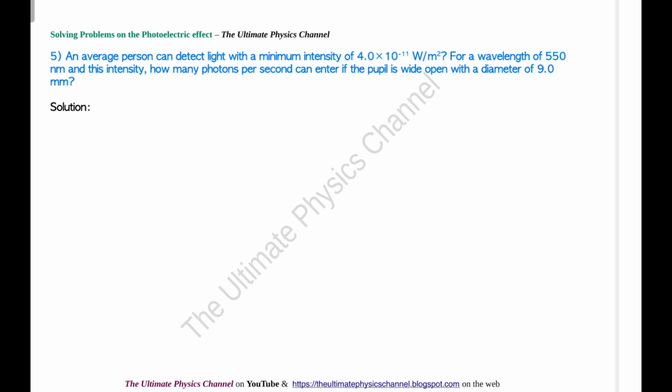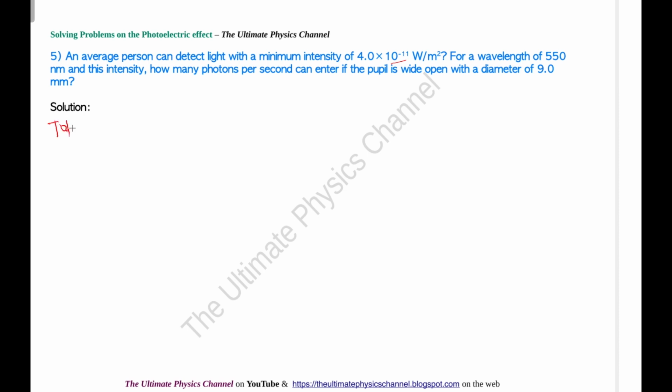An average person can detect light with a minimum intensity of 4 into 10 power minus 11 watts per meter square for a wavelength of 550 nanometers, and at this intensity, how many photons per second can enter if the pupil is wide open with a diameter of 9 mm? So how many photons can enter the pupil of 9 mm given the intensity of light and given its wavelength of 550 nanometers? So we have to calculate first how much light is being received by the eye.